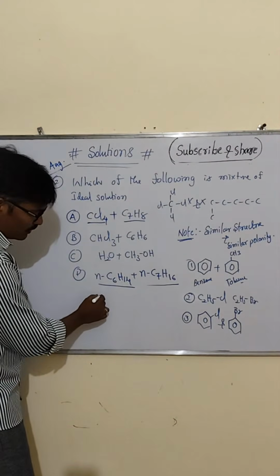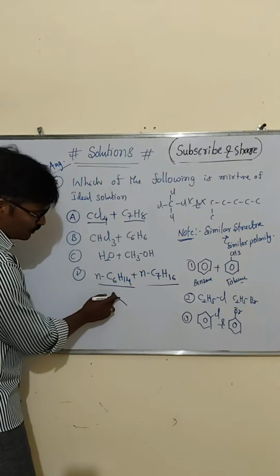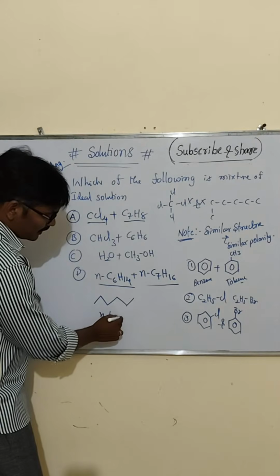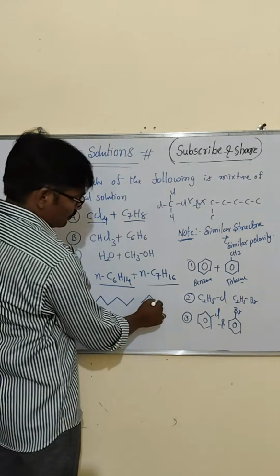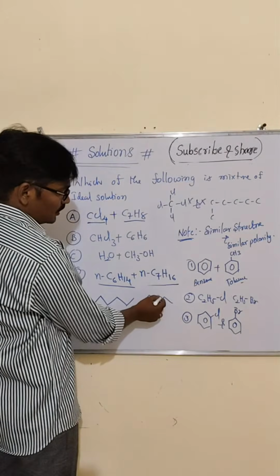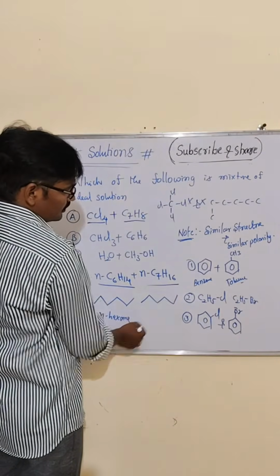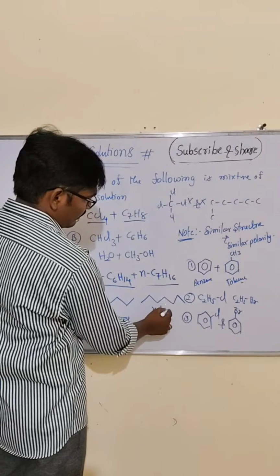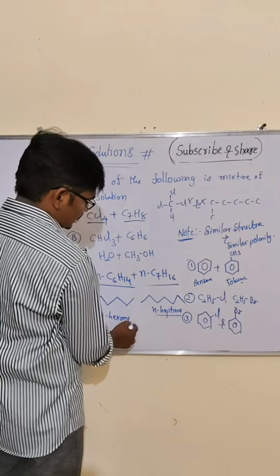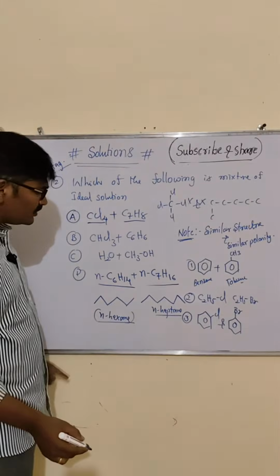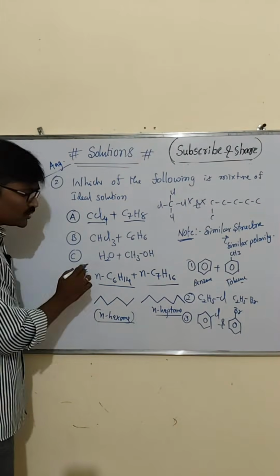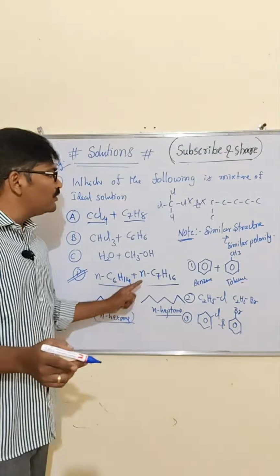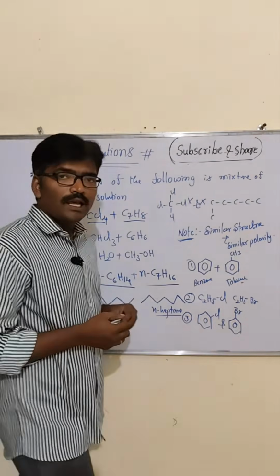How is hexane present? 1, 2, 3, 4, 5, 6. This is the hexane structure, which we call n-hexane. Then n-heptane: seven carbons, 1, 2, 3, 4, 5, 6, then 7. So n-hexane and n-heptane both are present, and these are called ideal solutions. Those having similar structures and similar polarity, we call ideal solutions. Okay, clear, my dear students?